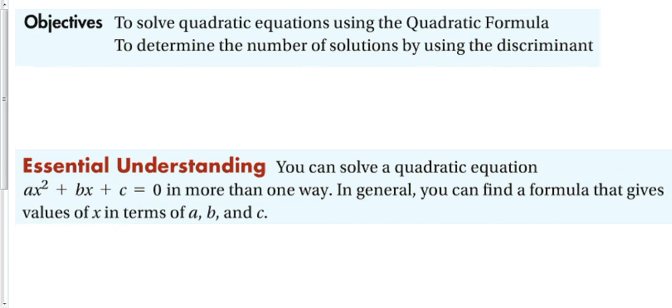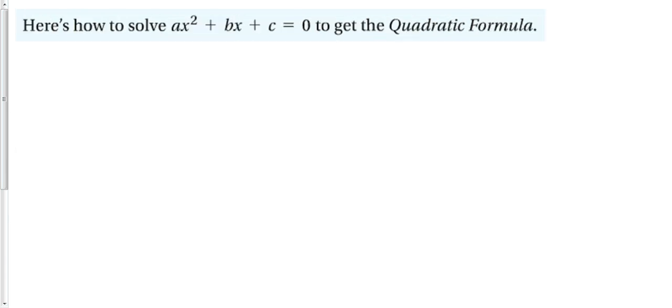Okay? And we've done more than one way. We have solving with factoring, solving by graphing, and solving by completing the square. And in general, we can find a formula that gives you the values of x in terms of a, b, and c, which means that we can solve this formula for x. So let's see what this formula actually looks like.